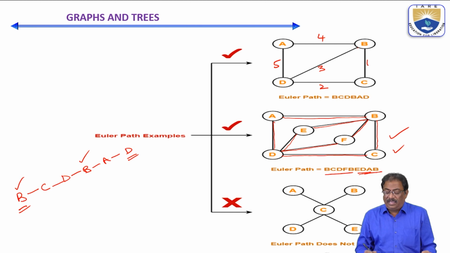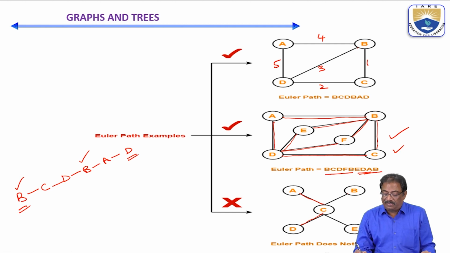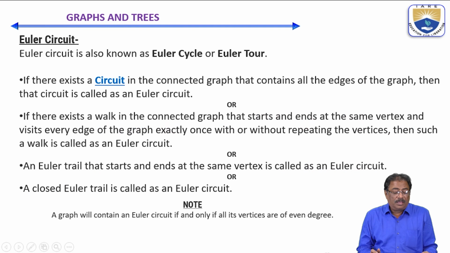And next, here it is not possible to cross all the edges only once. If I move to here, twice I have to traverse to take over the other edges. So this is not an Euler's path. And next, this is already discussed, Euler's tour or Euler's cycle, and this is Euler's circuit, the same thing we discussed earlier.